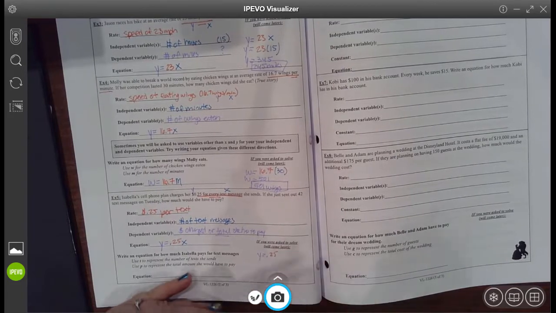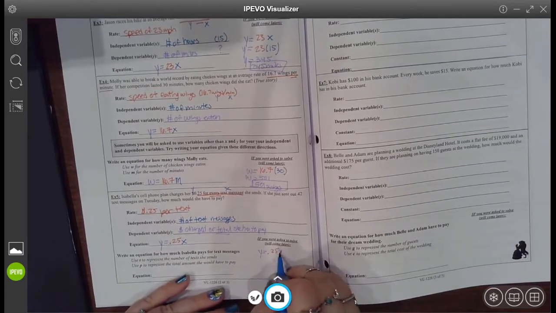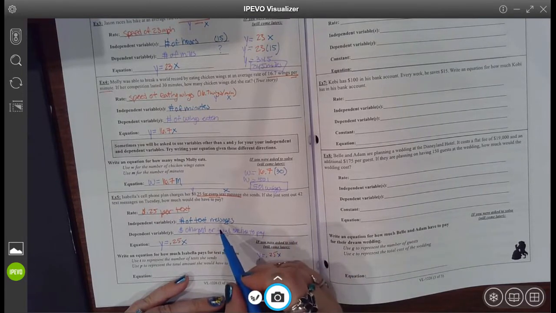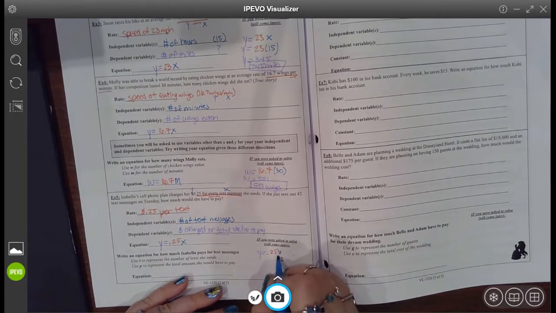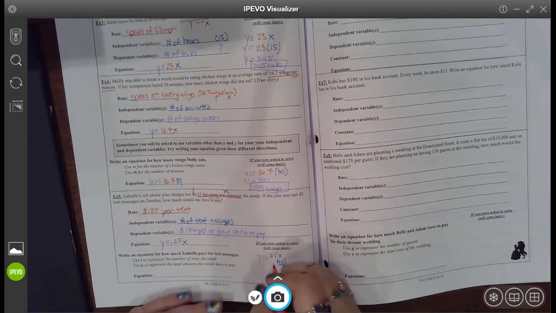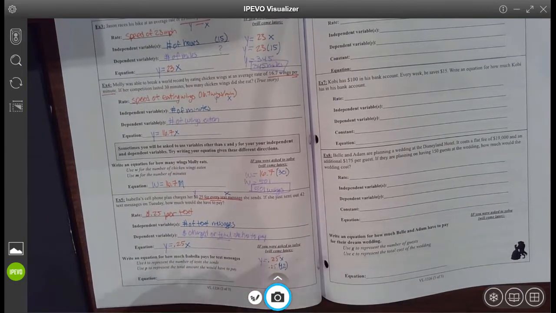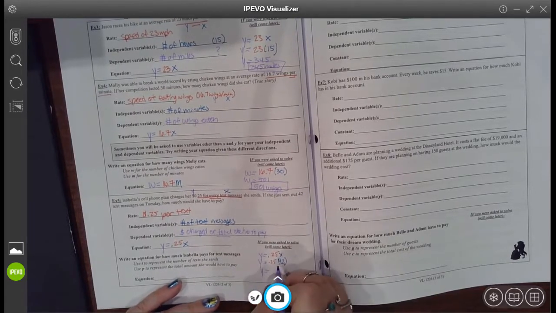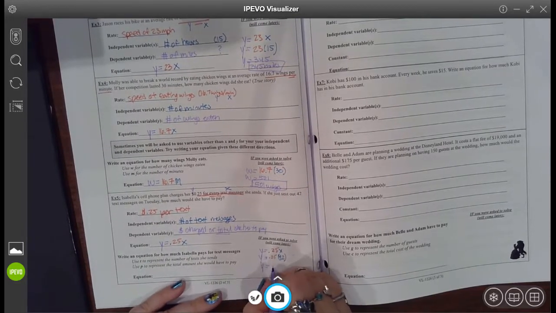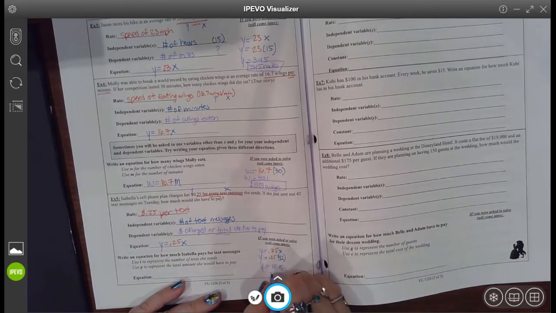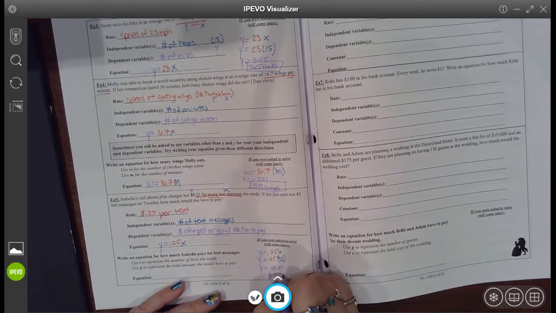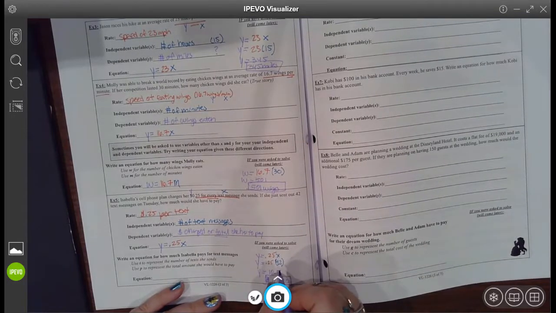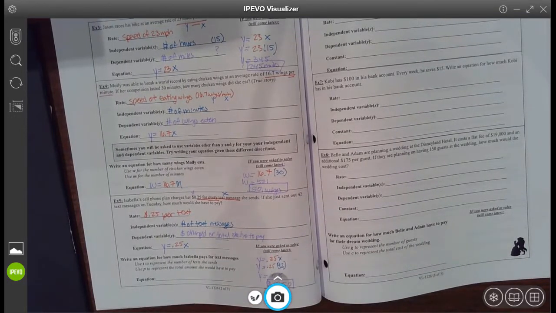Plug in what it is that you know. Well, they asked me if she just sent out 42 texts. X is the number of text messages, so let's plug in 42 for that. Then that will give me my Y. So 42 times 25 cents is 10.5, which in terms of money is $10.50. So she would be charged $10.50 if she sent 42 texts.